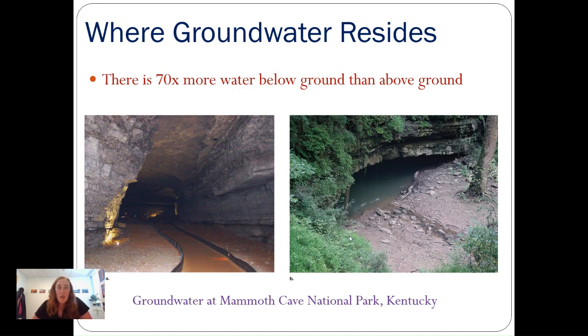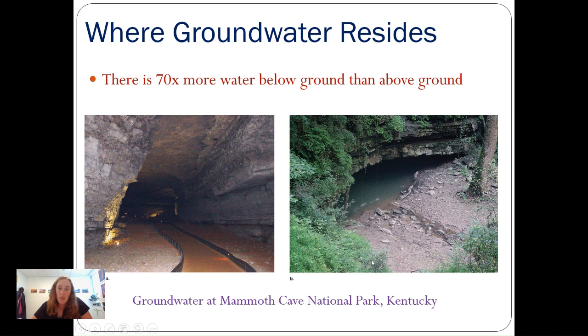So if we talk about where groundwater resides, there's 70 times more water below the ground than there is above the ground. So there is much, much more groundwater on Earth than there is surface water, as we already discussed. I think some students often have the notion that groundwater is an underwater river. That can happen, but usually the only place that will happen is in a cave. And most groundwater, again, is just kind of less exciting. It's just in soil and it's just in rock.